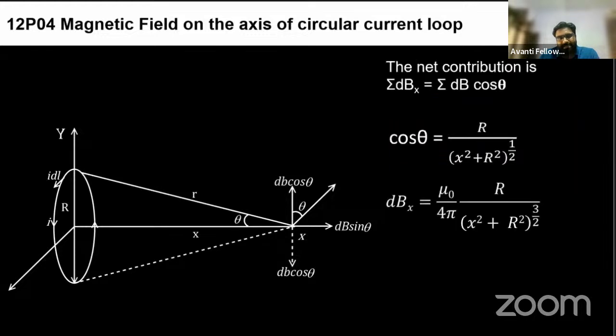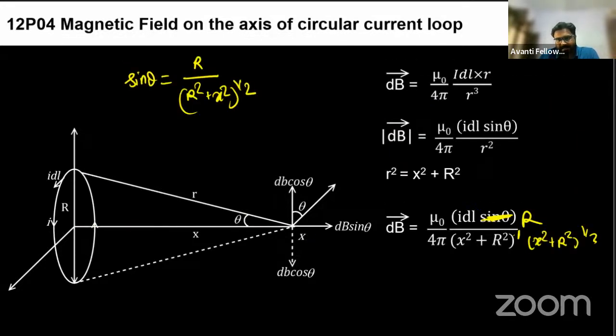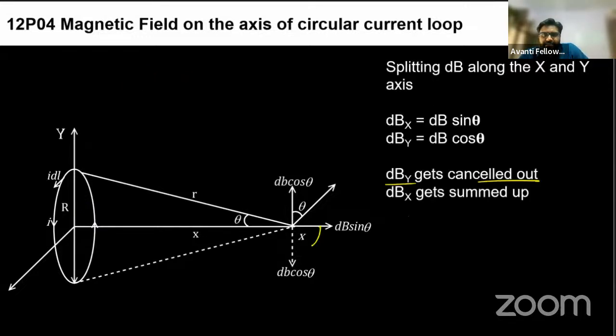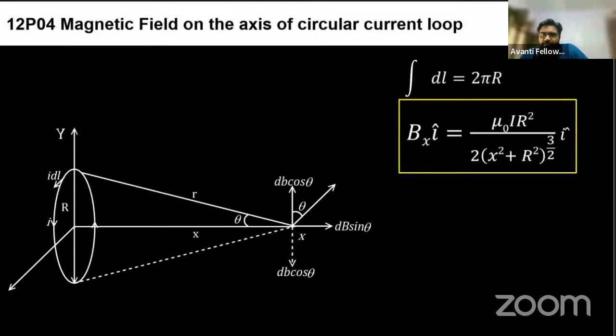So for the integration, we only have this term, dl, and dl is nothing but the length of this circular loop, and the length is the circumference of this circle. Integration of dl is 2 pi r, which is the circumference of this circle. So B x I cap would be mu naught I r square over 2 times (x square plus r square) raised to the power 3 by 2.